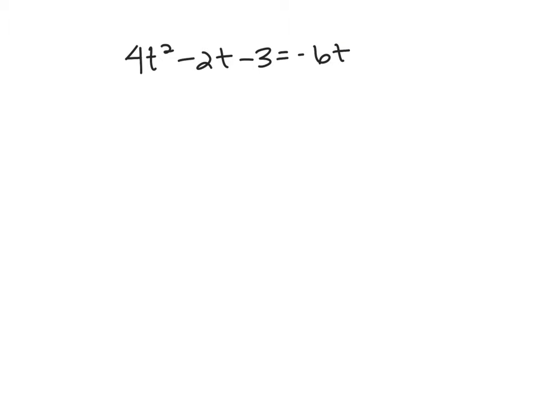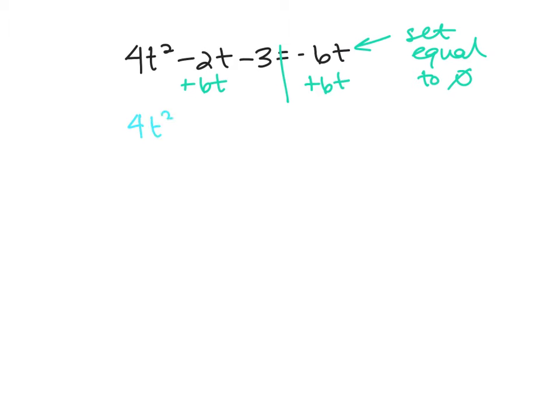This first one, first step, notice we have to set it equal to 0 first. So to do that, we have to add that 6t to the other side. And now we add it to the part that has like terms. So 6t goes with negative 2t. So when we add that to the other side, we get 4t squared plus 4t minus 3 equals 0. Now that it's set equal to 0, we can go ahead and use our formula.